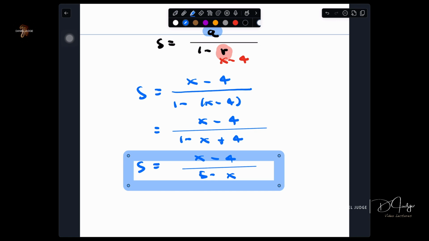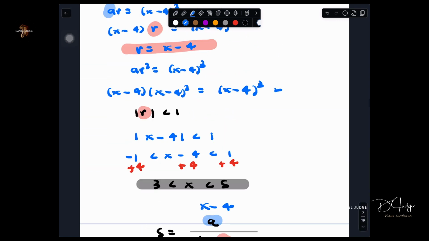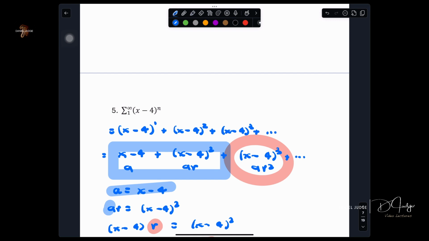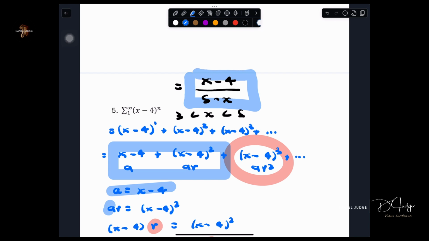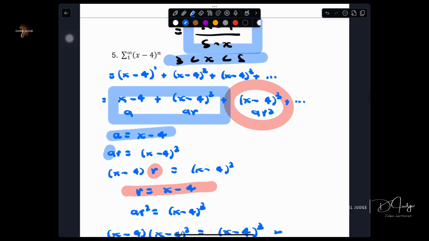Geometric series with the variable x. All right. So this equals x minus 4 over 5 minus x for 3 less than x less than 5. Okay, this is what they're looking for. This is what the sum is. It converges for these values of x. It's a geometric series.